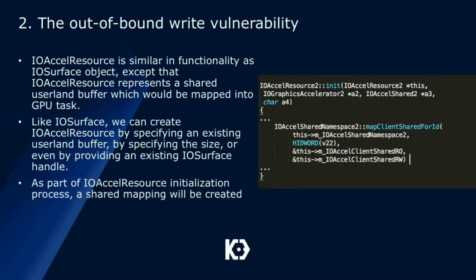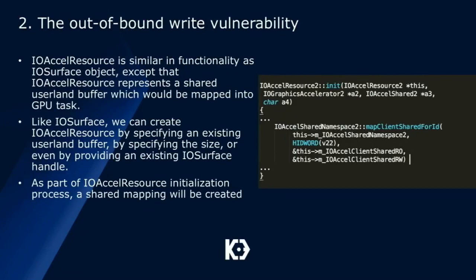And the second is the out-of-bound write vulnerability. Before I talk about it, I will explain the concept of the I/O axial resource object. It is very similar in functionality to the I/O surface object, except that the I/O axial resource represents a shared userland buffer which would be mapped into the GPU task. And like the I/O surface object, we can create it by specifying an existing userland buffer in the userland applications.